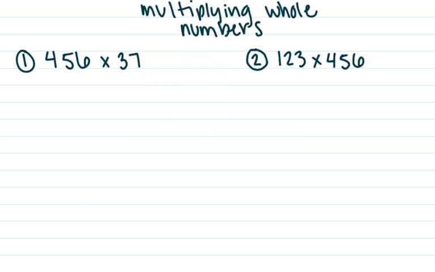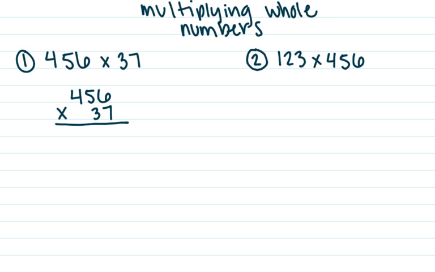When it comes to multiplying whole numbers, remember that when I set this up in the standard algorithm, my longest number goes on top. So for number 1, my 456 is going to go on top times my 37. I line up the numbers by place value. So this is really similar to adding or subtracting numbers. You line them up by place value. Let's go ahead and jump in and start multiplying.